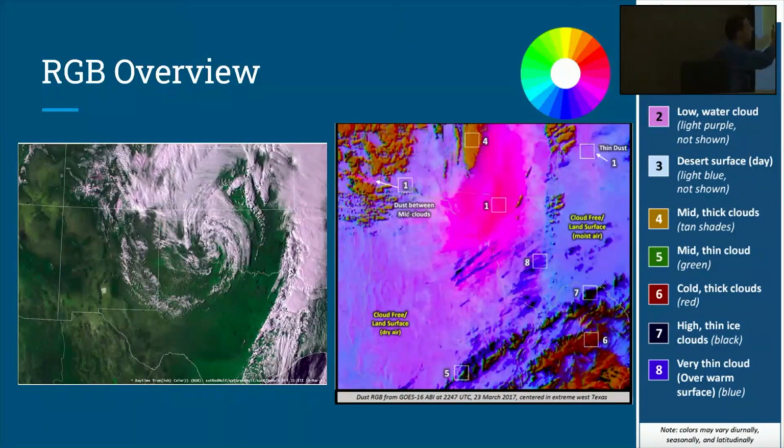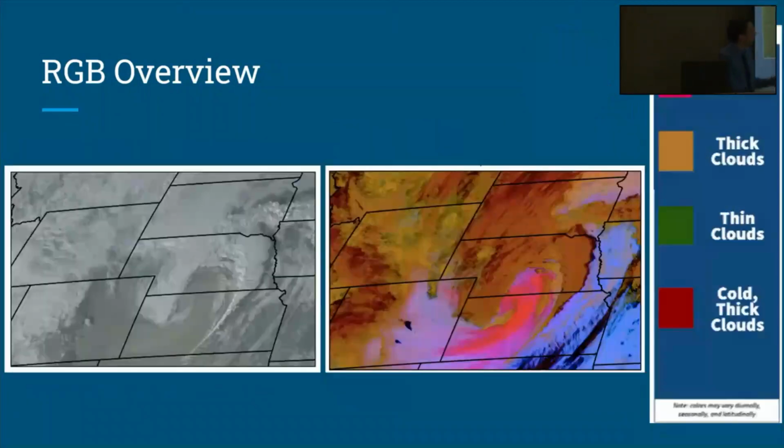So this image on the left is a true RGB. It's what we see with our eyes. And as you can see, it's kind of hard to tell the difference between the clouds and the dust. And on the image on the right, when you edit the RGB, you can see there's a clear distinction between the clouds and the dust storm. So here's my image. The one on the left is the true RGB, and the one on the right is the edited RGB image.